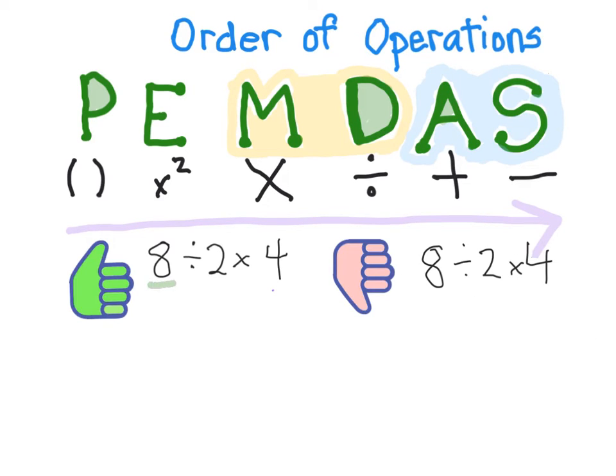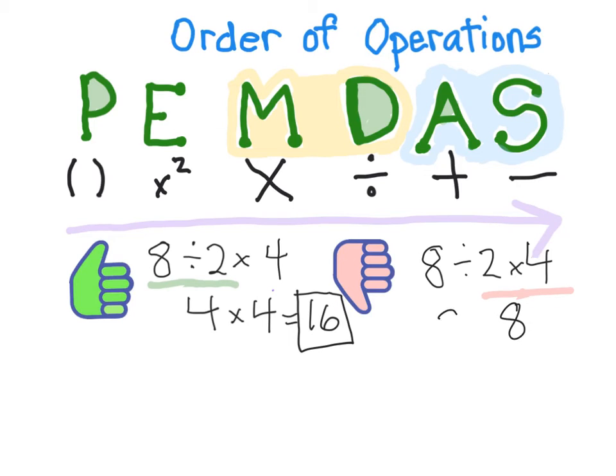Working left to right and following PEMDAS rules, we would do division first in this expression, not multiplication first. So the correct answer would be 8 divided by 2 is 4, and 4 times 4 is equal to 16. It would not be correct to say 2 times 4 is 8, and 8 divided by 8 is equal to 1. Because when the operations are of the same rank, you work from left to right.